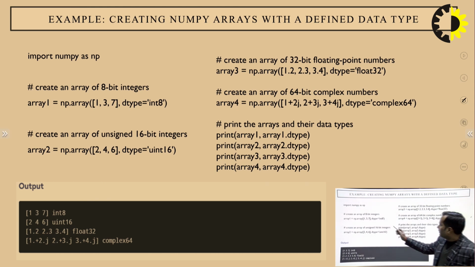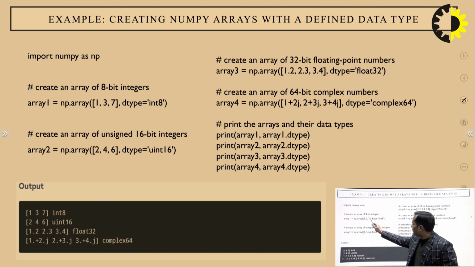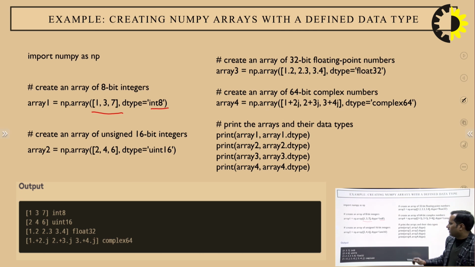So here, as we can see, I have passed a list and the dtype parameter is int8. Here it is unsigned integer of 16 bits. Here it is 32-bit floating point numbers. Here it is 64-bit complex numbers. If we want to create an array of complex numbers of 64 bits, here we have provided the values, all are complex, and dtype is complex64.